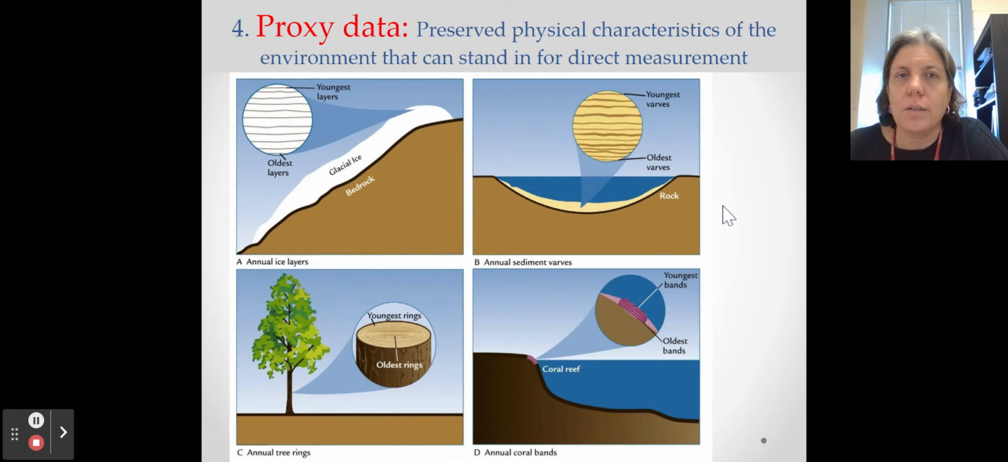Okay, and then we have proxy data. What is proxy data? Proxy data is physical preserved characteristics of the environment that can stand in for direct measurement. So what does that mean? I wasn't there to measure what was in glacial ice 10,000 years ago, but I can take a core out of that ice and I can look at it and I can see what's there. Same thing with sediments and tree rings and coral reef bands. I can take a look and the bands will show me the ages of those organisms, and it will also show me things about how they grew and what was present in the past. So we call that proxy data.